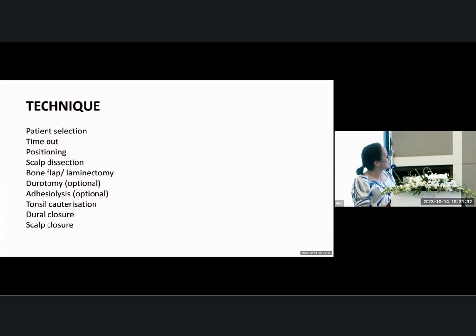I then do a position and scalp dissection, remove the bone flap and or laminectomy. I do a durotomy, I do an adhesiolysis, I cauterize the tonsils, and I then close the dura and the scalp.